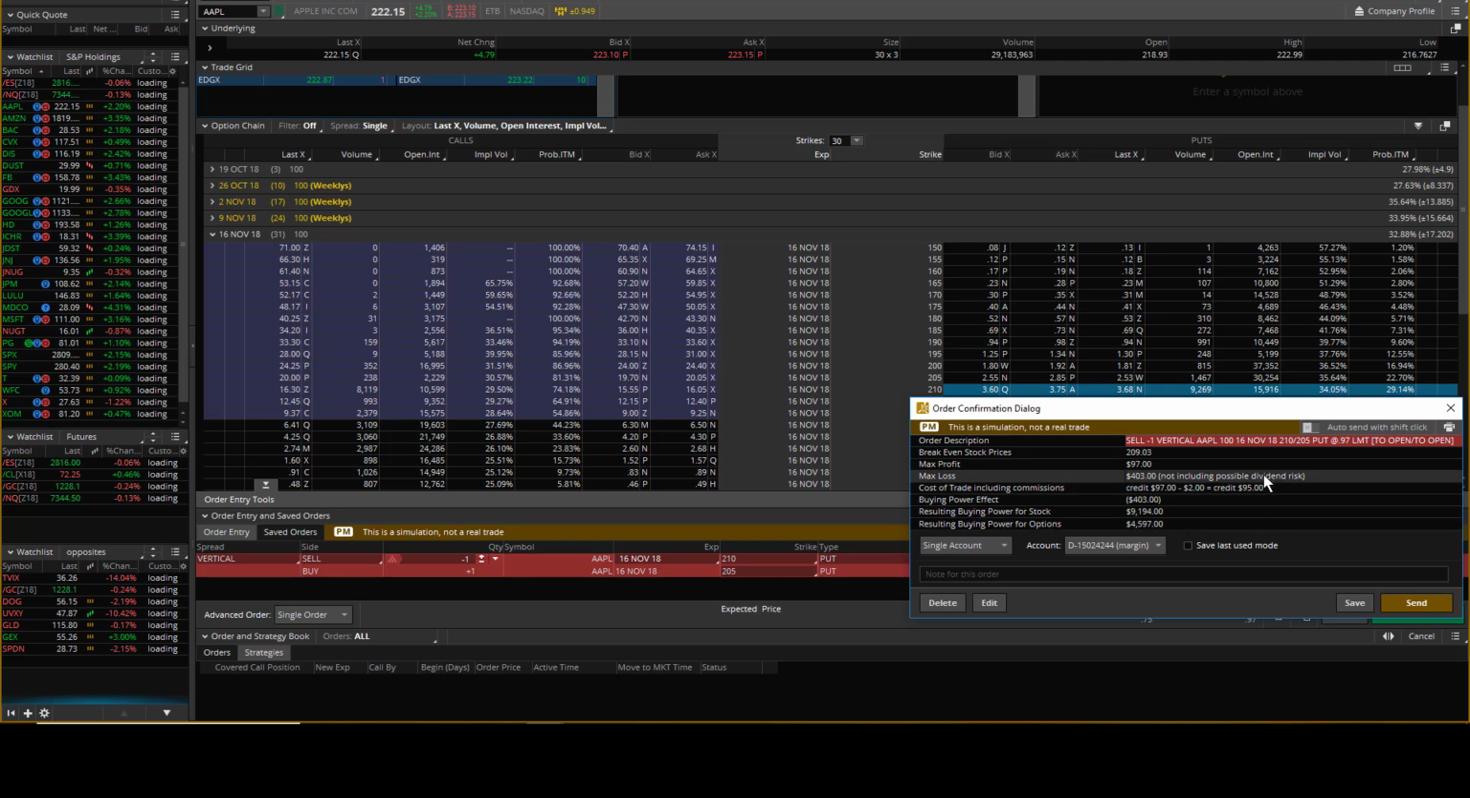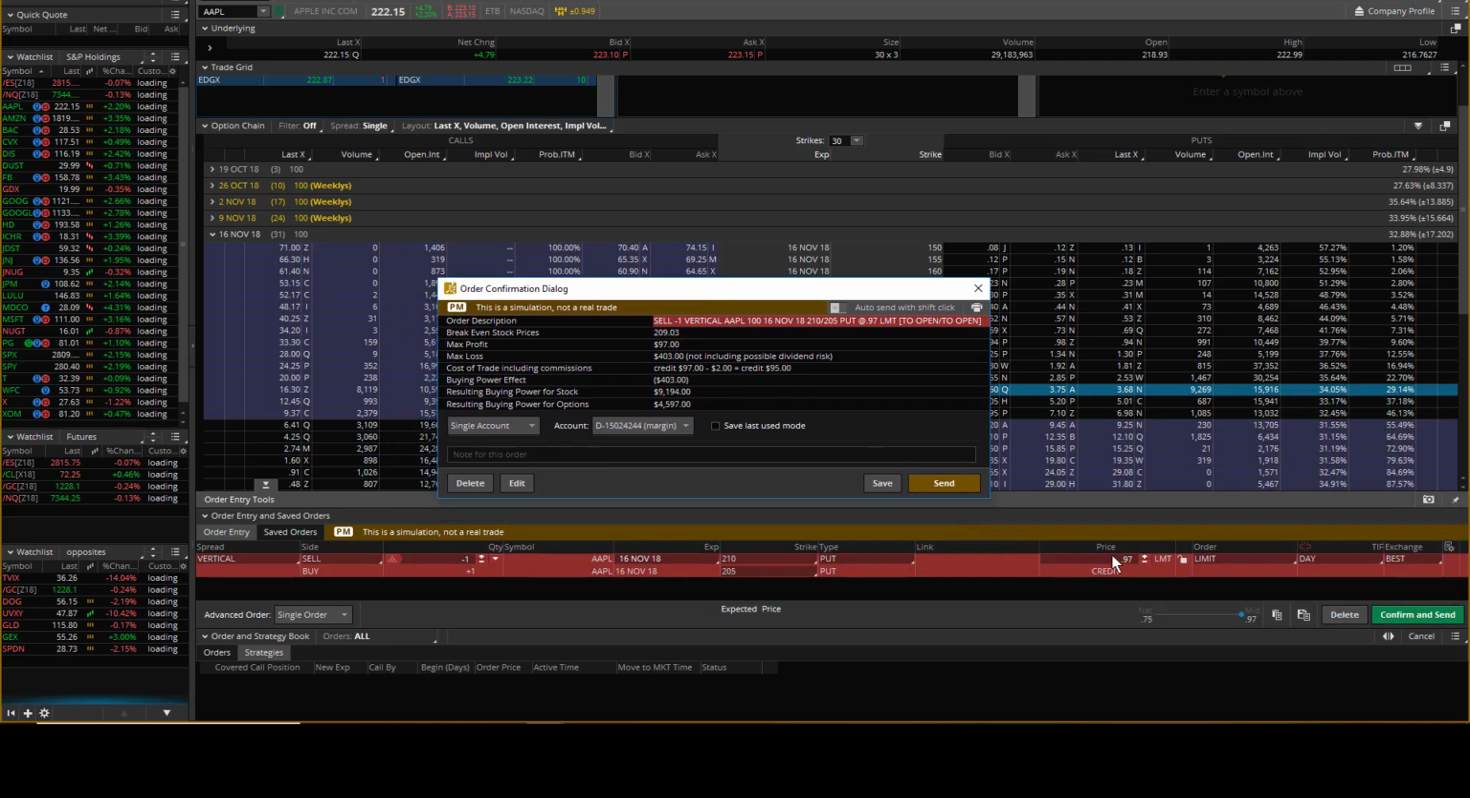So if you confirm and send this, the first thing I believe that you're going to notice is that $20,000 is now down to $403. And your buying power effect, which is what it's going to cost you to hold this position, has been decreased down to $403. So $403 is the most that you can lose on this trade, and the max that you can make on this trade is the $97 worth of premium that you take in.